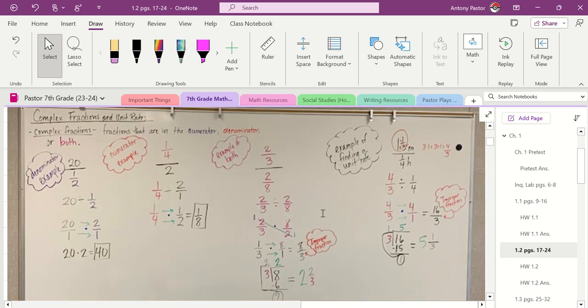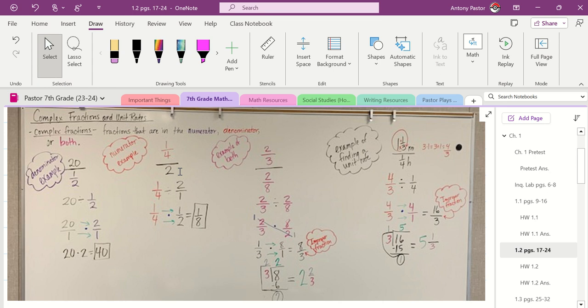A complex fraction is a fraction that has a fraction in the numerator, denominator, or both. An example here would be 20 over 1/2 or 1/4 over 2. I know that looks a little weird, but that is a complex fraction. This is not a regular fraction. This is basically another unit rate or a rate in general that we're seeing here.